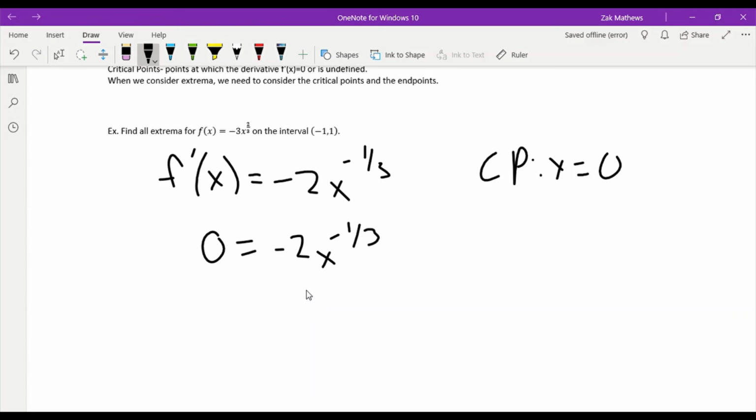It's really undefined. It doesn't really matter. They're both critical points, but sometimes those undefined values are a little bit easier to see. So I'm going to move my 2 over. I'm going to get 0. x to the negative 1/3 is equal to 0.